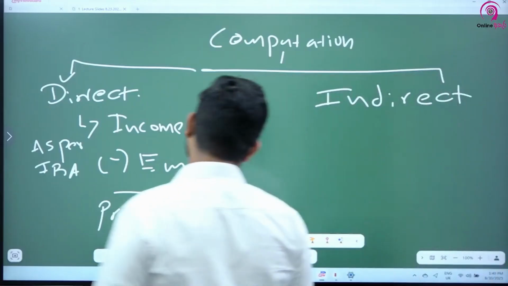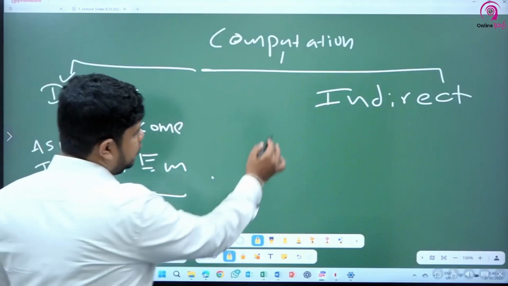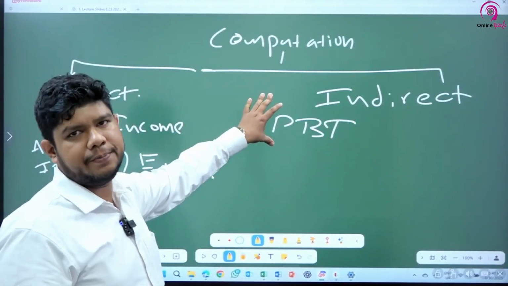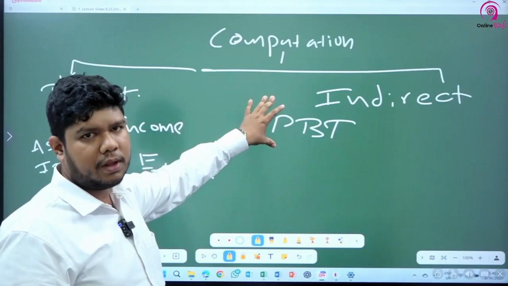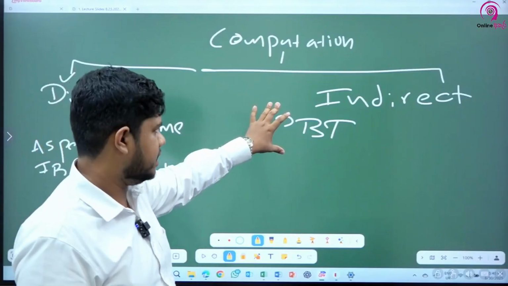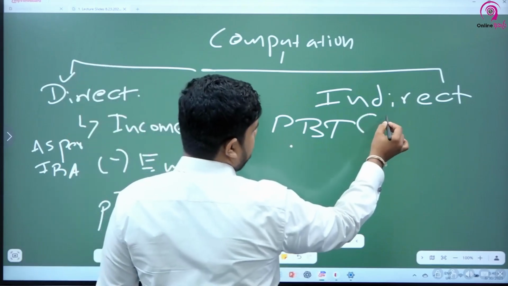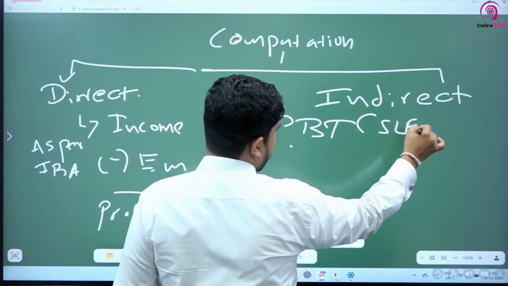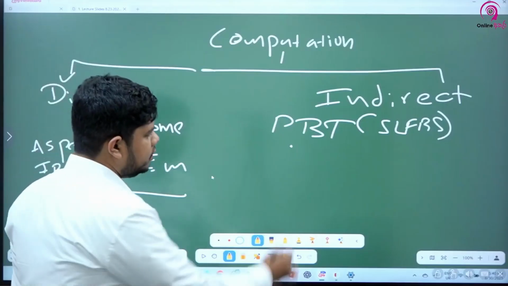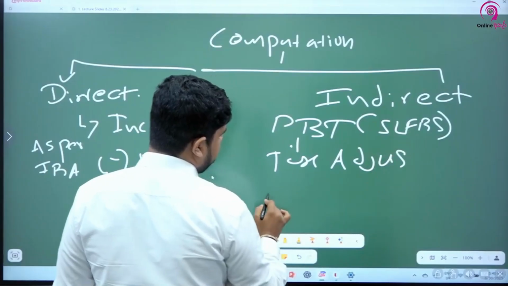So the indirect method means you already have the profit computed in your financial statement. You take PBT. In arriving at this PBT, you have taken most of your income and expenses. It is prepared on accounting terms, SLFRS, accounting standard terms. Now you do tax adjustments, then arrive at tax profit.